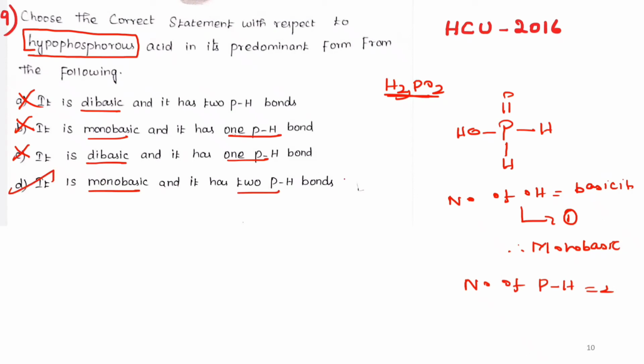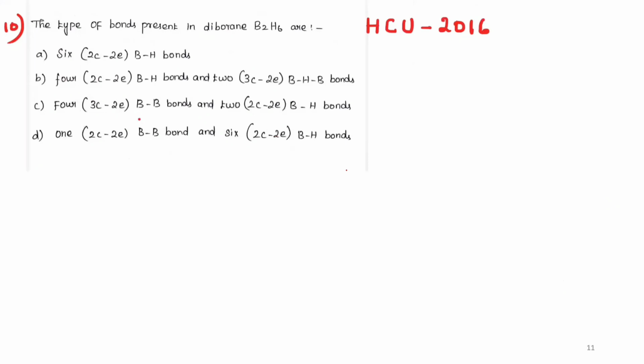If you know the structure of oxyacids of phosphorus, we can find out the basicity, the number of P-H bonds, the number of P-O-P bonds, the number of P double bond O bonds, using the trick I discussed in the previous class, right? Now go for the next question. Simple, same question. Hyderabad 2016 question. They're asking what? The number of types of bond: 2-center 3-electron bond and 2-center 2-electron bond.